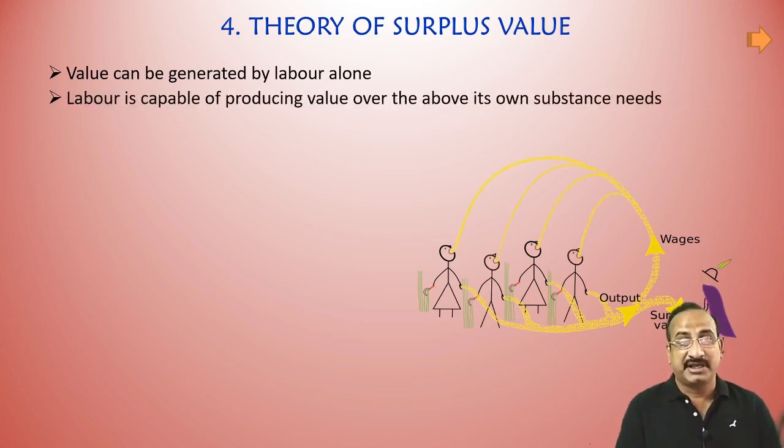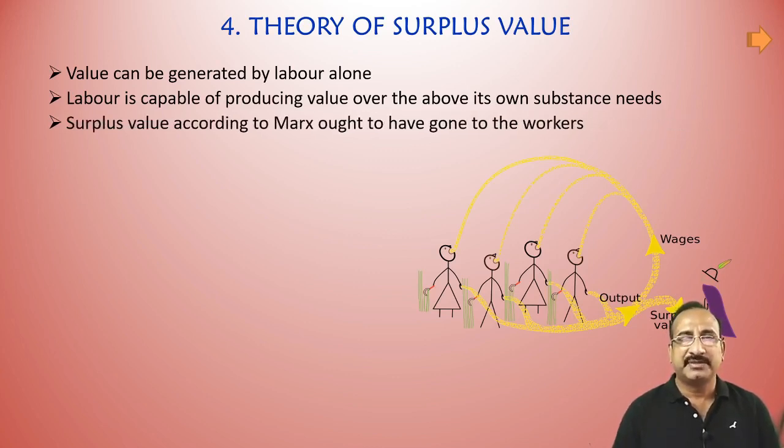Labor is capable of producing value over and above what they are getting in the form of wages. All laborers will be paid the minimum subsistence wages, but what labor can produce is more than their wage levels. The surplus value, according to Marx, ought to have gone to the workers, because workers are the original creators of value. They are the main source of value. That's why Karl Marx opined that this surplus value ought to have gone to the workers.